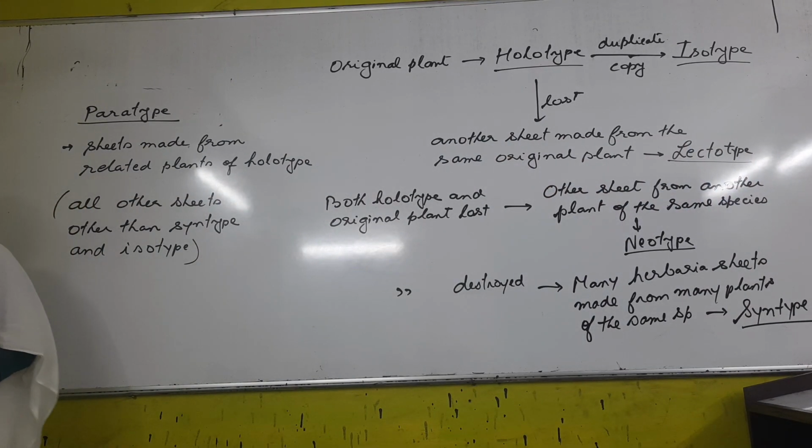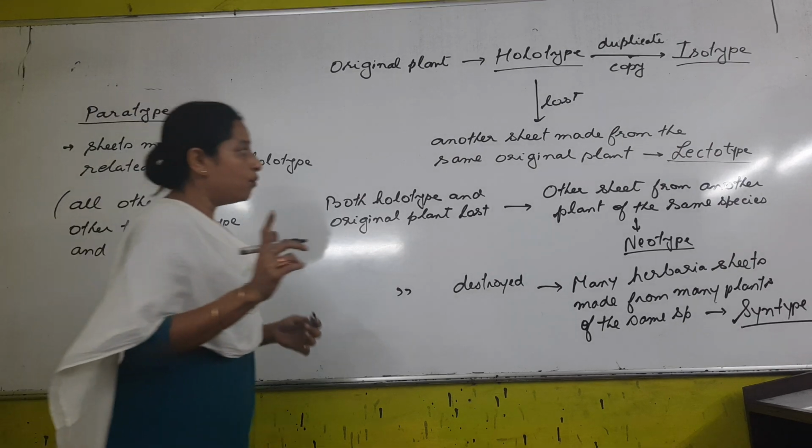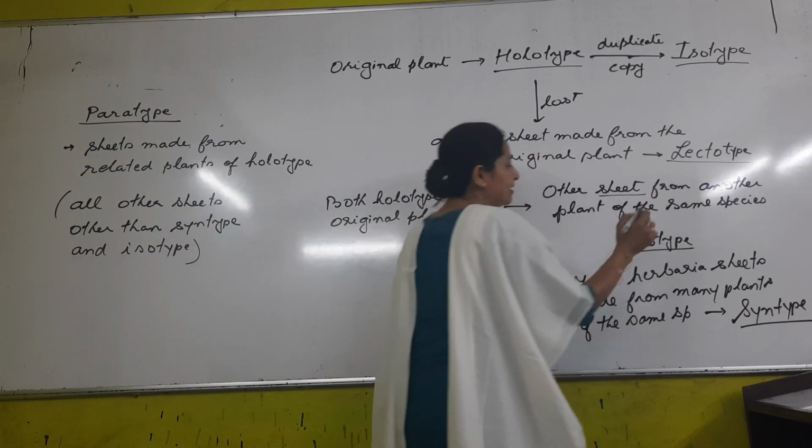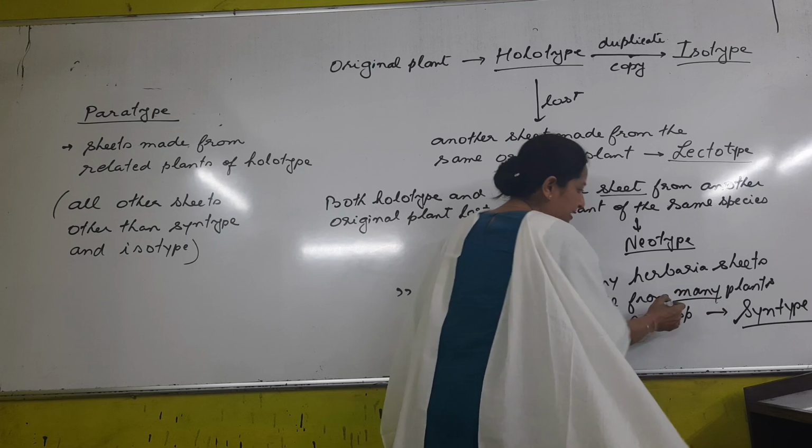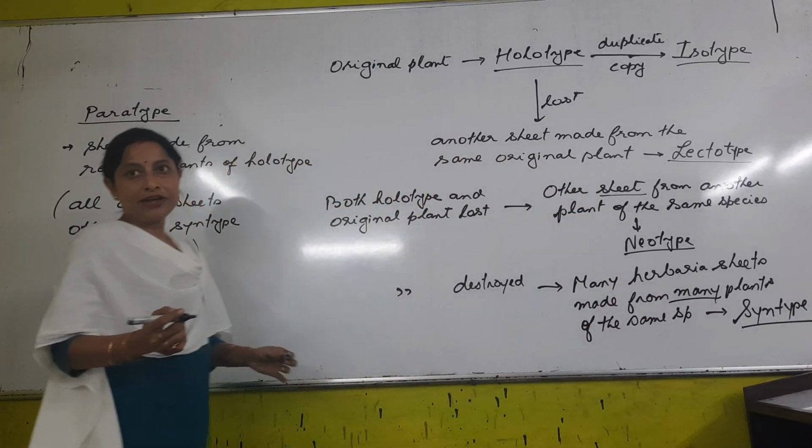So, original is holotype, duplicate is isotype. If the original plant gets lost, or the holotype also gets lost, and you make one sheet, that is called neotype. If you make many sheets, it is called syntype, right?